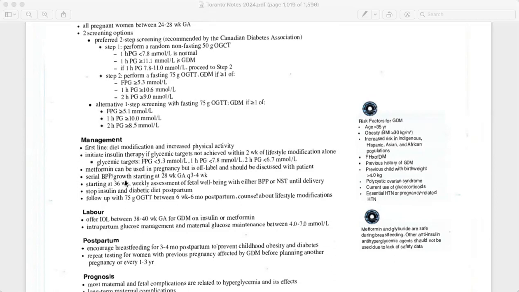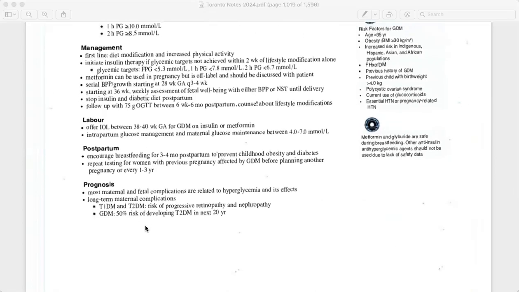Then BPP and growth starting at 28 weeks. Starting at 36 weeks, weekly, you are going to check for the well-being of the fetus. Stop insulin and diabetic diet postpartum. Follow up with a 75 gram test, 6 weeks to 6 months. Induction of labor at 36 to 38 to 40 weeks, because if this is macrosomia it can lead toward that. The complications are important because hypoglycemia is one of the most common complications and a lot of people missed it.